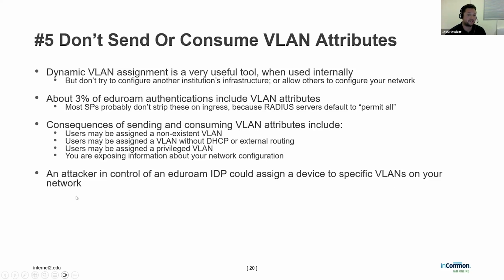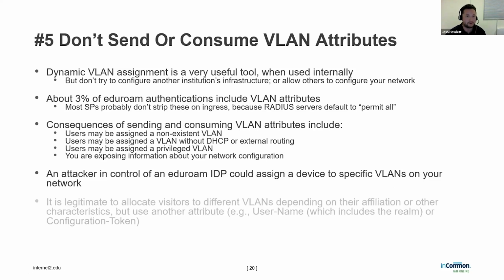This attack does require that the attacker has got control of an eduroam IDP so that they can issue some credentials and provide the VLAN attributes. But it does mean that they can then get onto a privileged network if they know the VLAN identifier for one of those networks, and that network is being trunked out onto the wireless infrastructure.